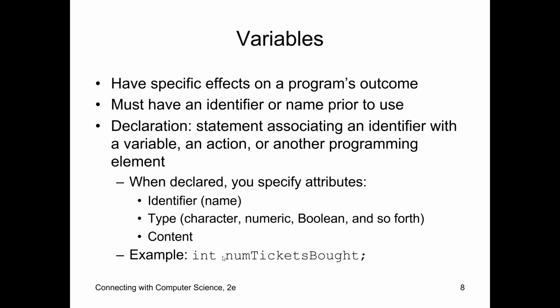Imagine if it said int x. Well, what does x mean? Whereas if you look in the code and see num tickets bought, you can say, oh, it's most likely the number of tickets bought. And without even looking at the declaration here, where it's an integer, you can infer from the name that it's a numeric value.